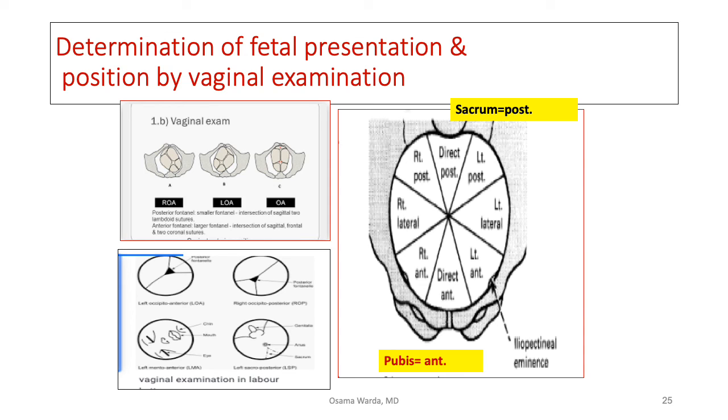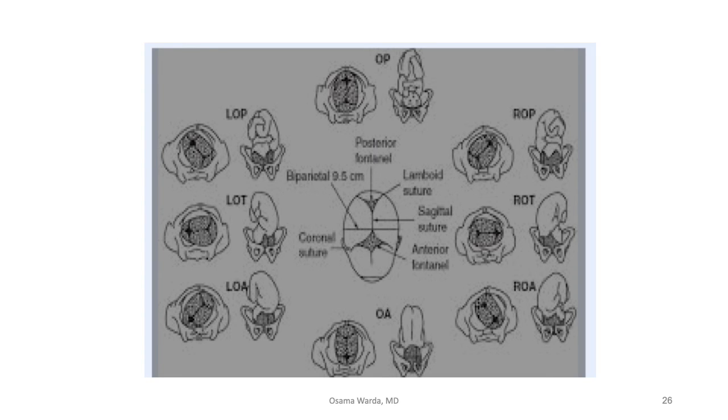We also can determine the fetal presentation and position by palpating the anterior and posterior fontanelles of the fetal head, and relating them to the sacral promontory posteriorly and pubic rami anteriorly, and we can precisely define the fetal position as shown in these figures. These are variable positions that can be palpated.